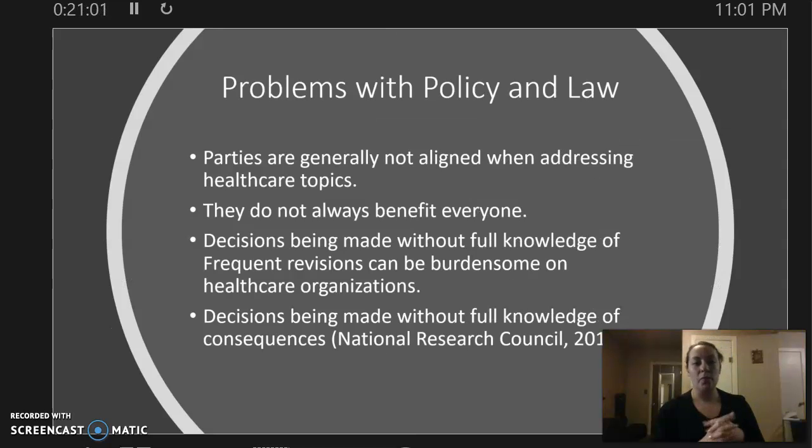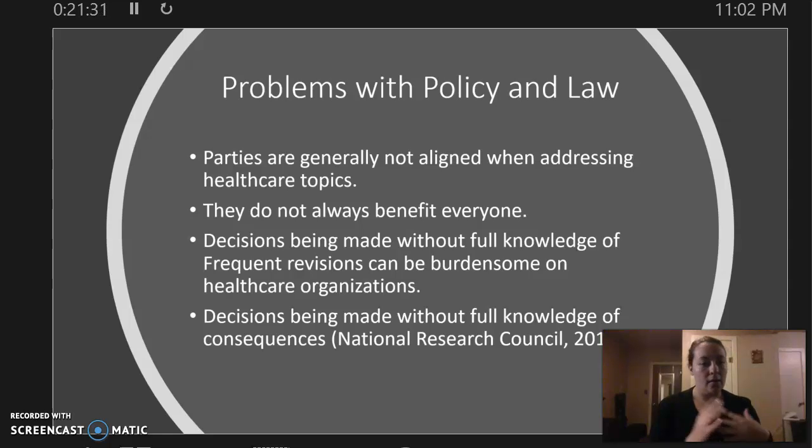So what are the problems we are having today with policy and law? There can be many problems with healthcare policy and law. Some of those problems include that the Democratic, Republican, and Independent parties do not always agree on healthcare topics most of the time. So when policies are being made, it can be hard to address all parties' beliefs in one policy. Due to this, it may not always benefit everyone.